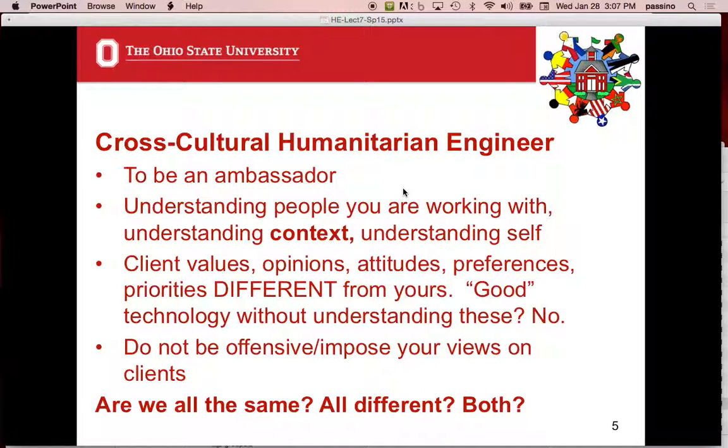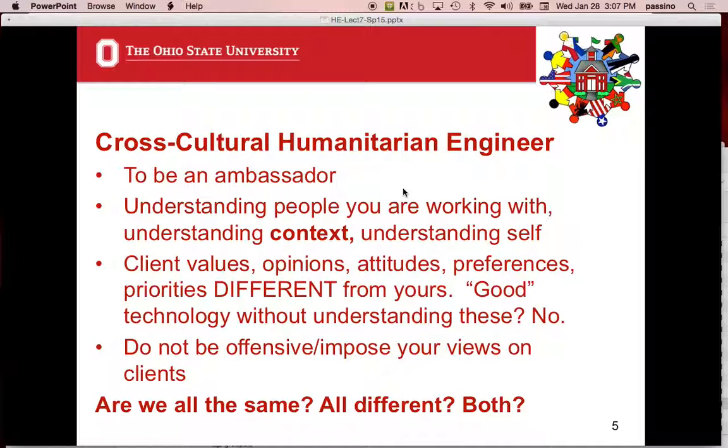So, cross-cultural humanitarian engineer. The first principle is you're an ambassador of your country. You represent your country. You behave badly, it reflects badly on your country. You behave badly and you're part of OSU, it reflects poorly on the Buckeyes. On and on and on, okay?